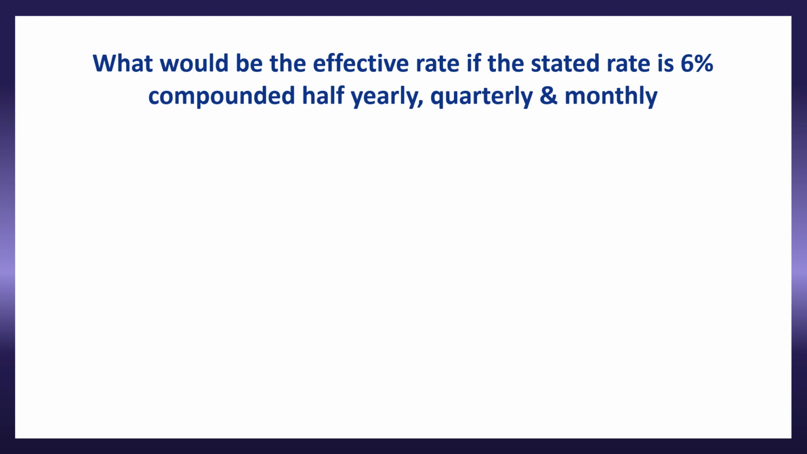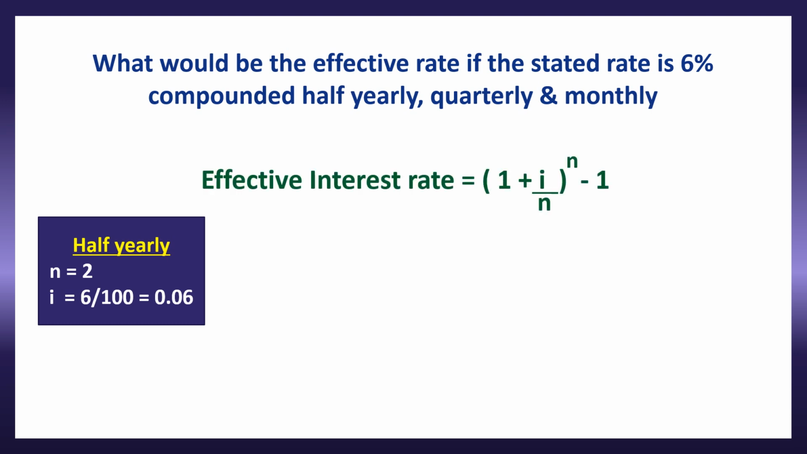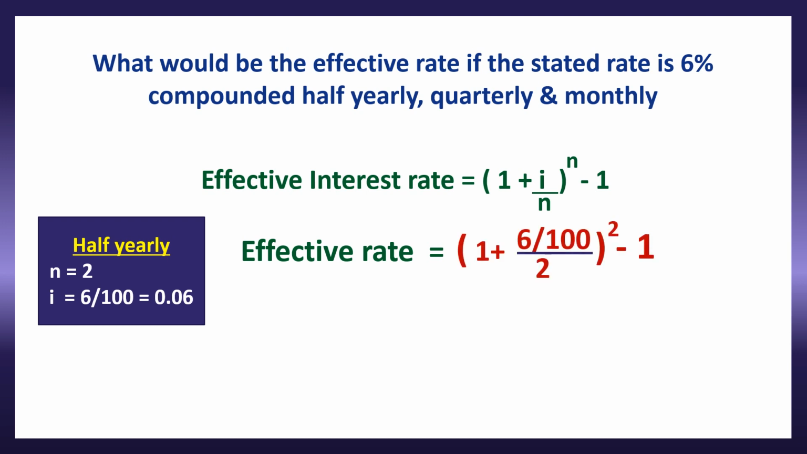Let us see. First of all, let us consider the half yearly compounding case. Here, n will be 2. That is, in a year, 2 times they are compounding. And i is 6%, that is 6 divided by 100, which will be 0.06. Now let us apply the formula. Effective interest rate is equal to (1 + i/n)^n - 1. i and n are already given, so let us apply it in the formula.